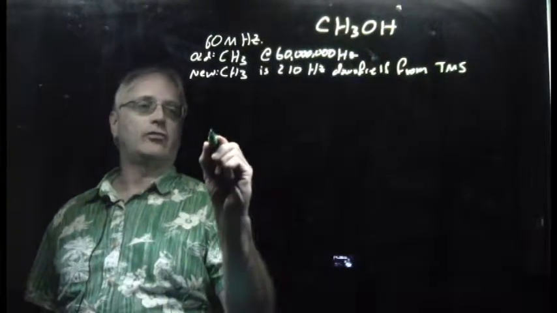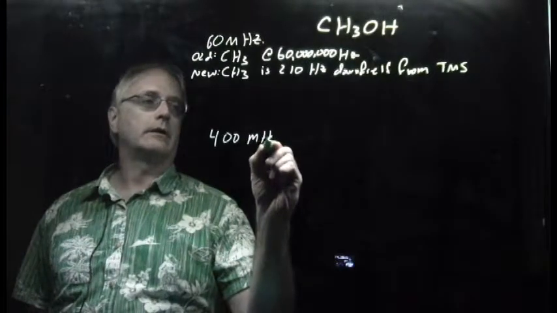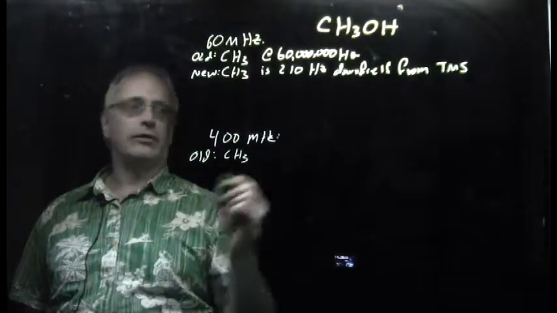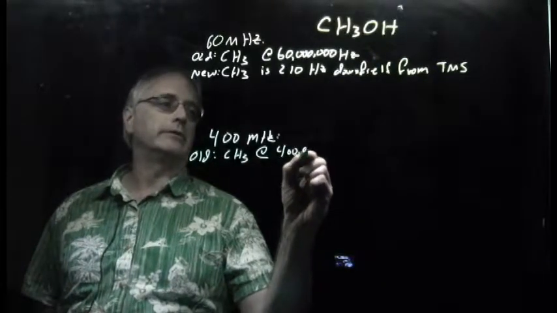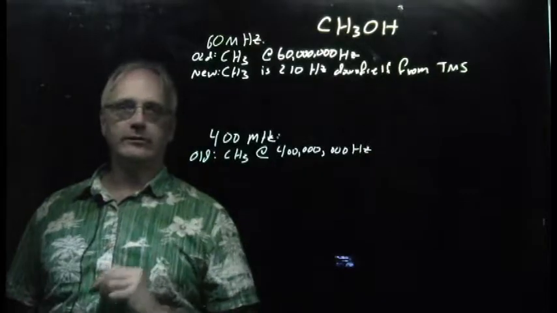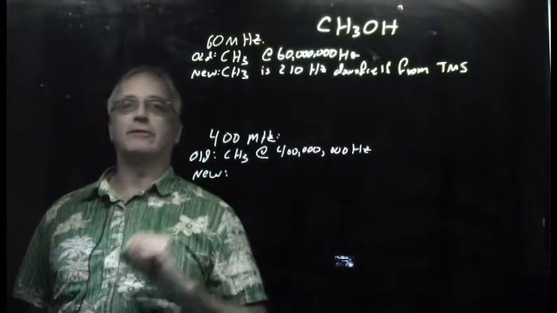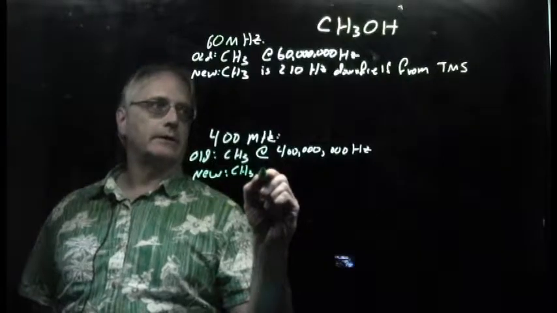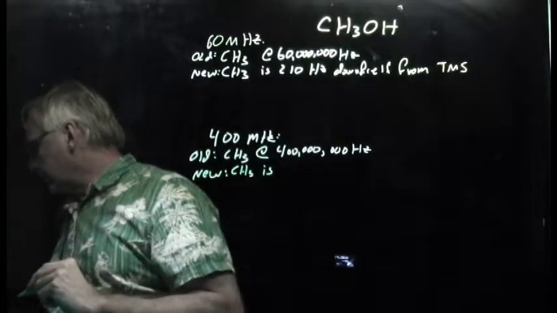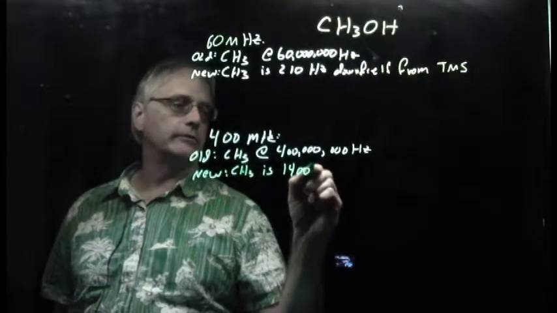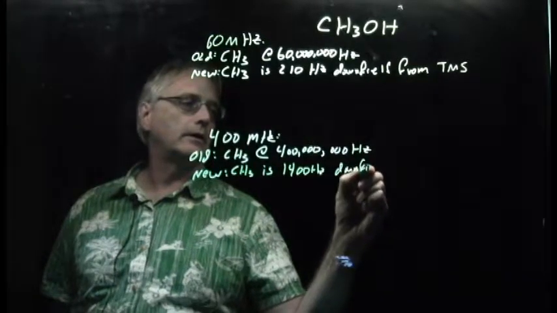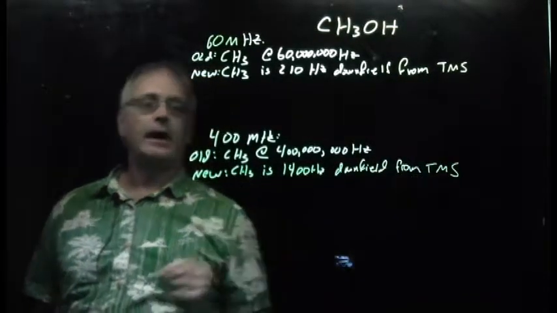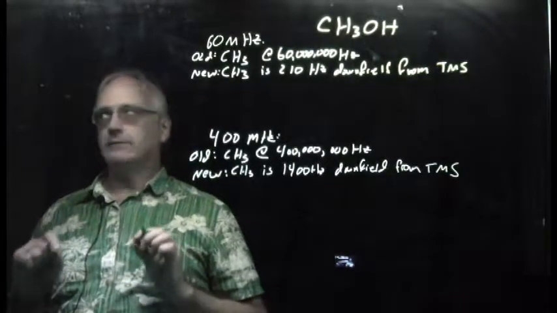On our new instrument at 400 megahertz, under the old system, we would have said the methyl group was measured at a frequency of 400 million hertz. Under the new system, reference to TMS, we would say that the methyl group is, let me make sure I get my number here correct, 1,400 hertz downfield from TMS. Now, that doesn't seem like much of an improvement, but now look at this.